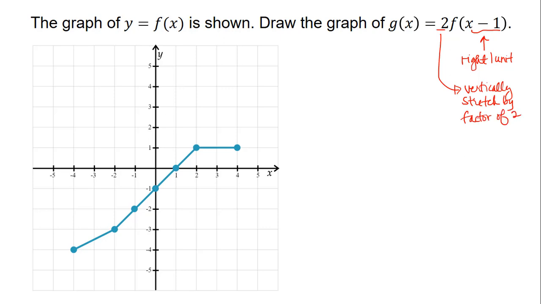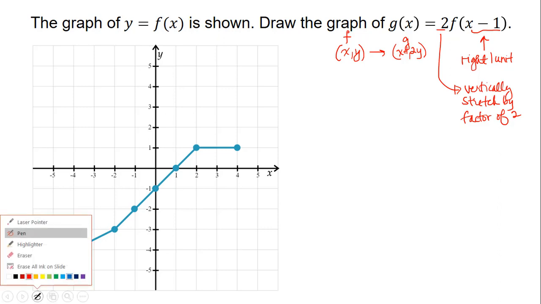And so what this means, if the point x, y is on the graph of the original function, then on the graph of g, we're going to shift right 1 unit, which means we will increase the x values by 1. But the y values are going to be multiplied by 2. So we will shift right by 1, which adds 1, and multiply the y value by 2. So let's look at our original function and see what are the points on this graph.